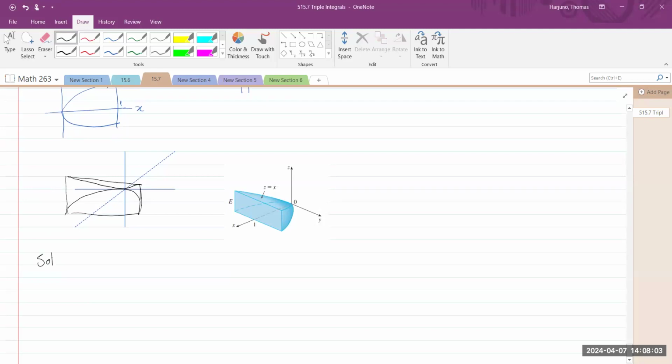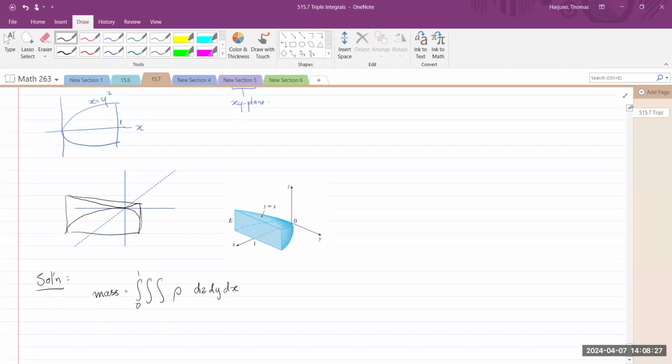So, solution. What is the mass? The mass is equal to the triple integral of the density. The good thing is the density is constant, rho, and let's do dz dy dx. Our x will be from 0 to 1. Our y will be from negative square root of x to square root of x. And the z will be from 0 to x, right?